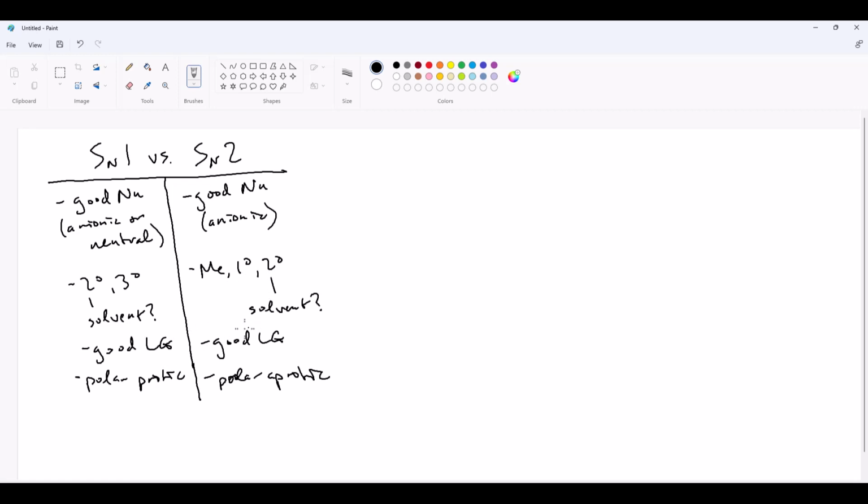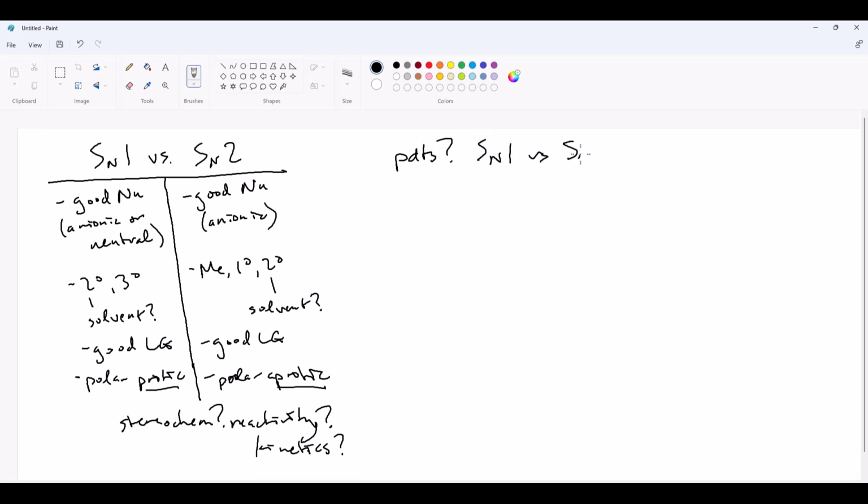You will get the same product, but it'll determine stereochemistry or some of the mechanistic effects. Both of them need a good leaving group. And then the difference in solvent choice, SN1 prefers a polar protic solvent, and SN2 prefers a polar aprotic solvent. So this can dictate both stereochem and reactivity or kinetics. So let's look at a couple examples, and we're going to indicate the products and whether it's SN1 or SN2.